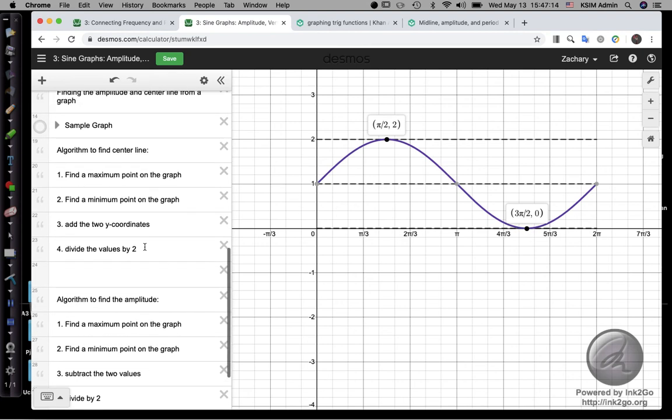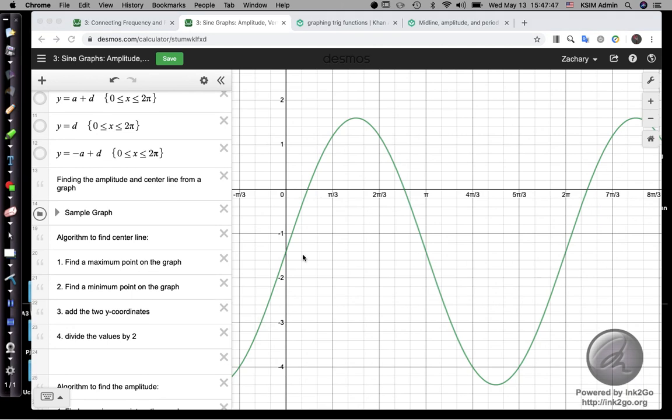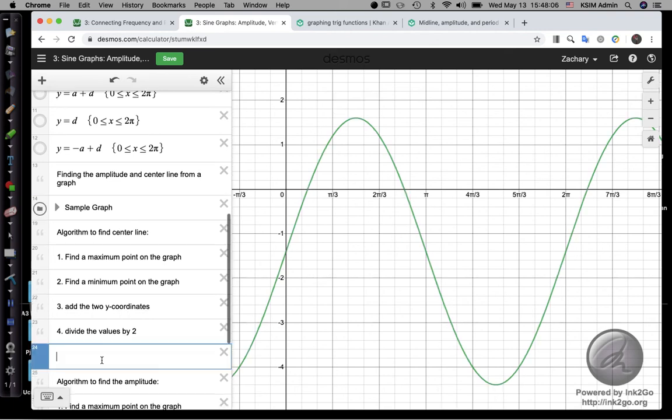But it's not always so easy to discover that position. In this current case, I can't quickly and easily identify where the center line is going to be and what the amplitude might be. So employing this algorithm is essential here. I can find the maximum point and the minimum point of the graph and do some quick calculations with our algorithm to figure this out.